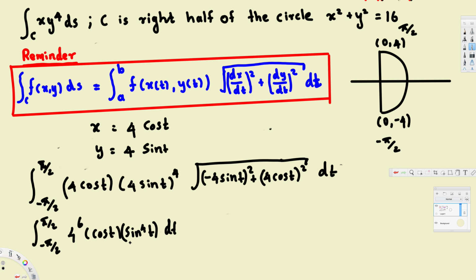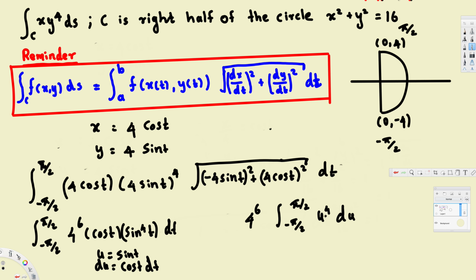Now here we can do the u substitution since we have the derivative outside, and if we pick u as sine t, the du is going to be the derivative of this one, that's going to be cos t dt. Now we can rewrite this equation in terms of u. So this is going to be negative 5π/2 to 5π/2. And since 4 power 6 is a constant, we can move that one to the front. So this is going to be 4 power 6, and instead of sine power 4 t, we can replace it with u power 4, and cos t dt will be replaced by du.